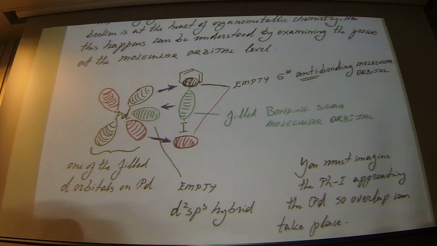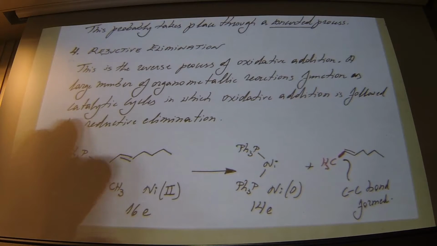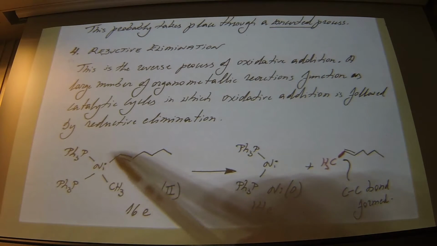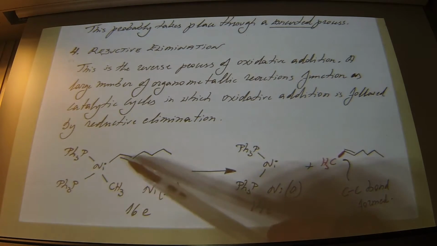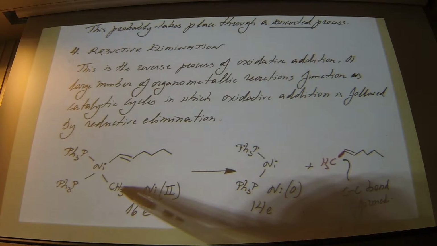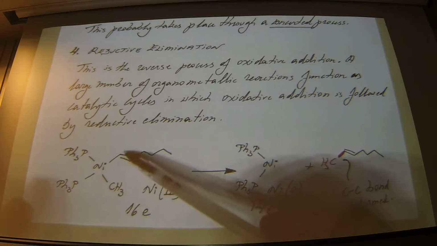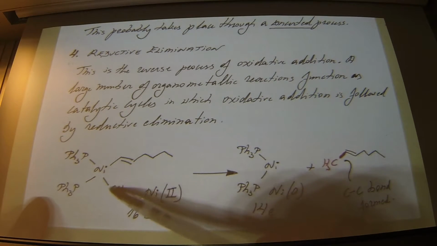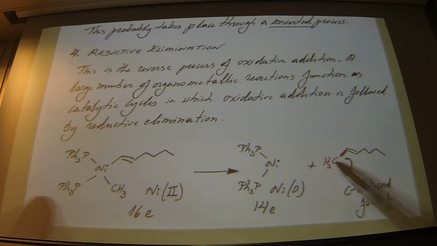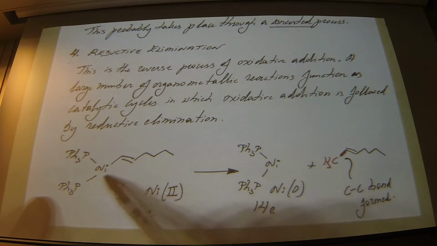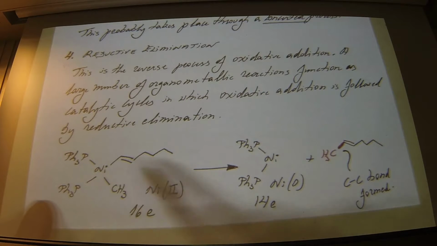That is the heart of a lot of this chemistry. The reverse process is also known, reductive elimination, where you have two, in this case X-type, ligands that form a bond, the red bond here, and in the process give you from nickel 2 a nickel 0.